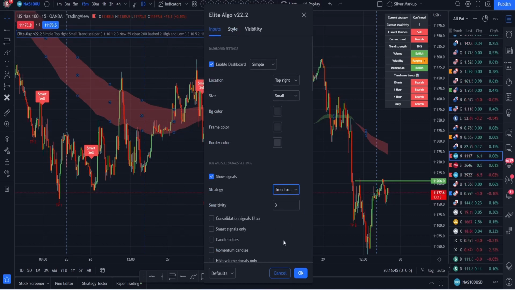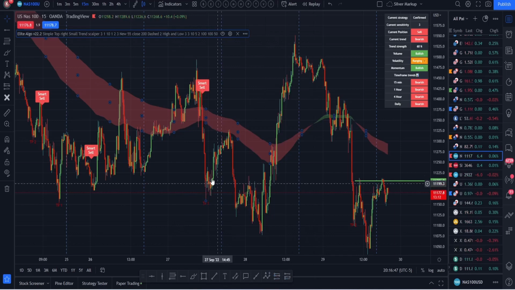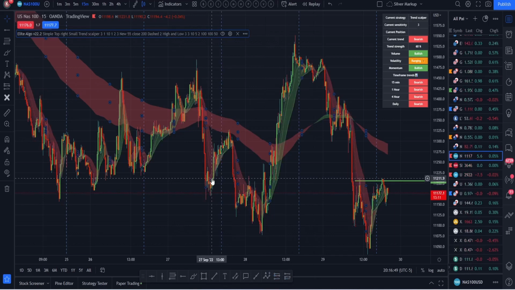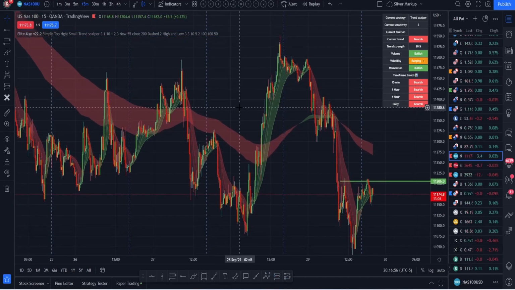Then you have what's called Trend Scalper. Trend Scalper is one that focuses more on the momentum of the markets. So I like to use Trend Scalper to confirm an entry for a bigger position. So for example, if I'm on the 1 hour and I'm looking at the market and I'm seeing that there's a potential sell happening, I want to wait.